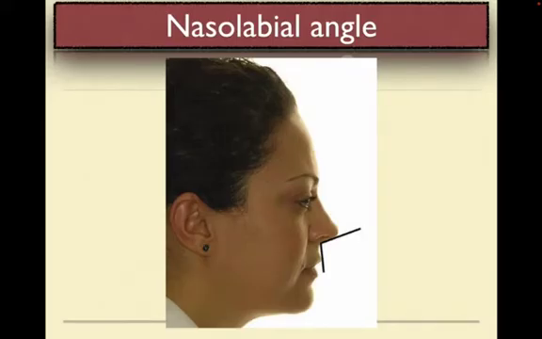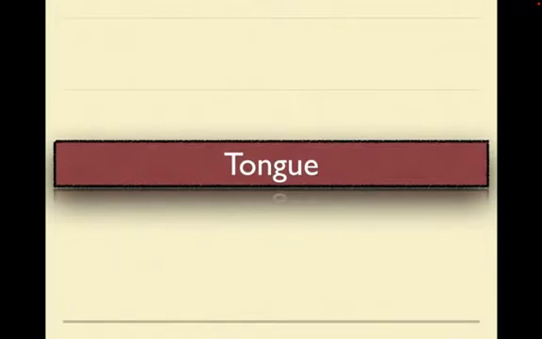We should examine the nasolabial angle, which is the angle between the philtrum and the columella. Usually the normal value for that is 90 to 110. Just remember, nasolabial angle is measuring the relationship between the maxilla and the nose. So basically, if this angle is increased, that could be because the upper incisors are retroclined, the maxilla is retrognathic, or the tip of the nose is elevated.